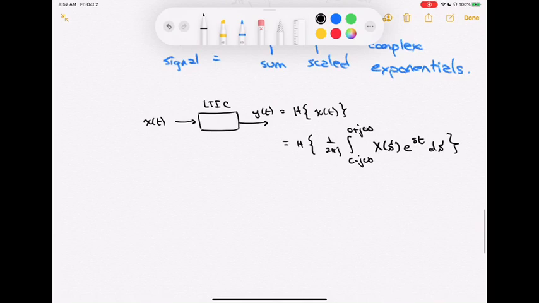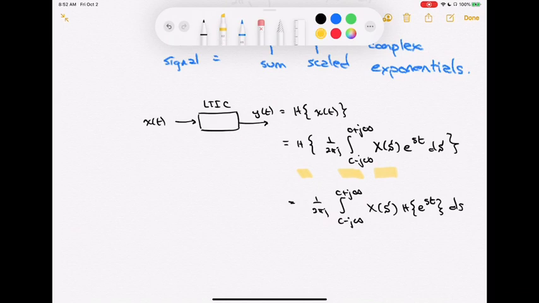So in this particular case, I've got the operations of summing and scaling occurring before the system operator, but it's linear time invariant. Linear time invariant says I can commute these operations. It doesn't matter which one I do first, summing and scaling, or the system. That's the linearity property. So I can bring that H inside all of that. I can write this as 1 over 2 pi j, the integral from c minus j infinity to c plus j infinity, of H acting on a constant, that's linearity as well. The constant can be pulled outside. X of s is just a constant. And I'm going to have H, the system, acting on e to the st, and then my ds.